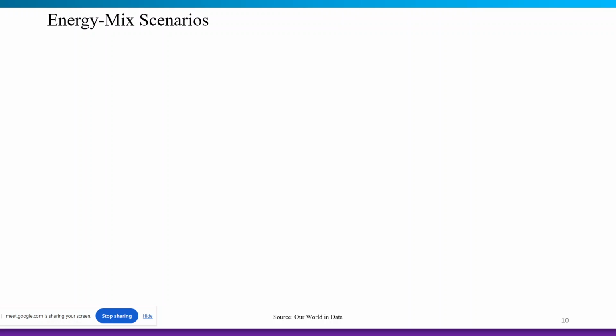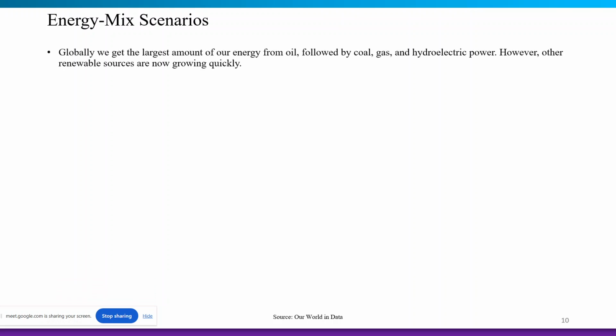So now we are discussing the energy mix scenario, and why energy mix is a new strategy to meet the energy demand of the country. Globally, we get the largest amount of our energy from oil, as I have discussed, followed by coal, natural gas, and some hydroelectric power. However, other renewable sources are now growing very quickly. We are introducing a lot of solar, hydro, and other renewable sources. Biomass is still taking time to grow as fast as the already existing technology for the oil, coal, and natural gas processes.